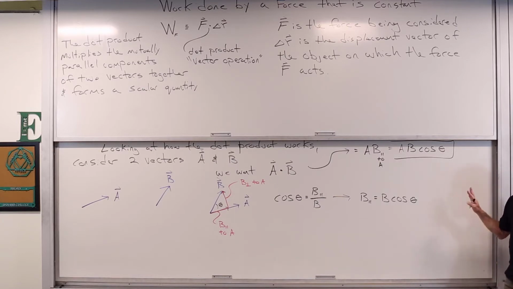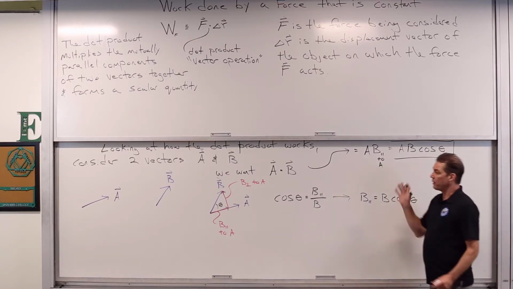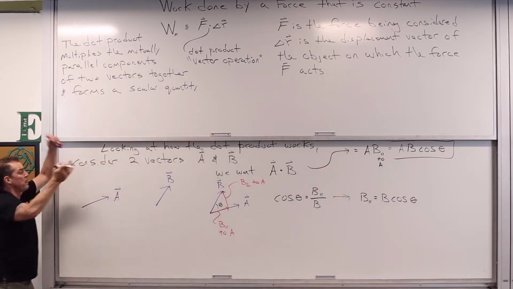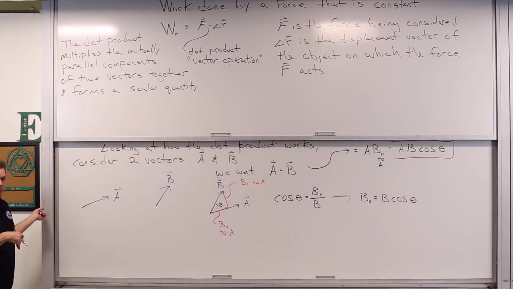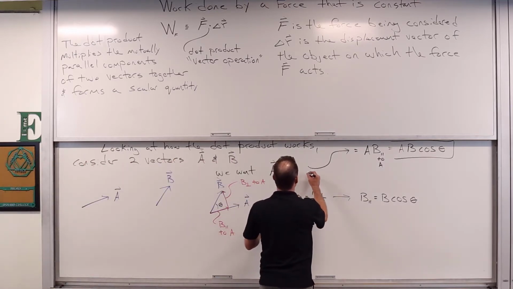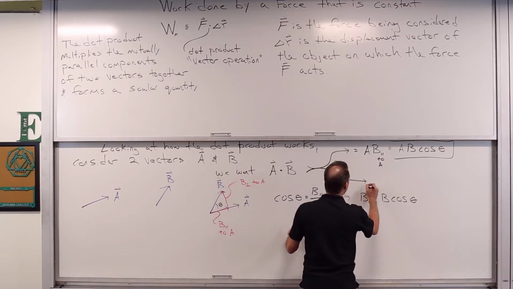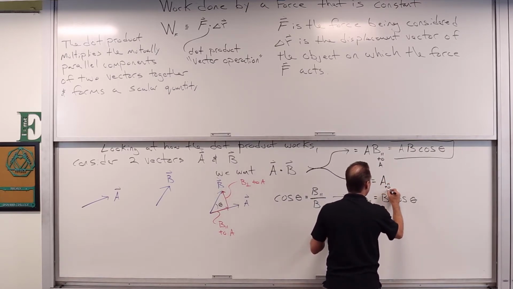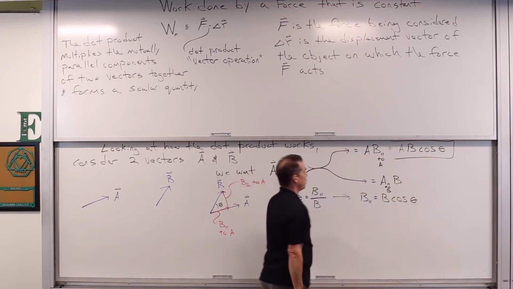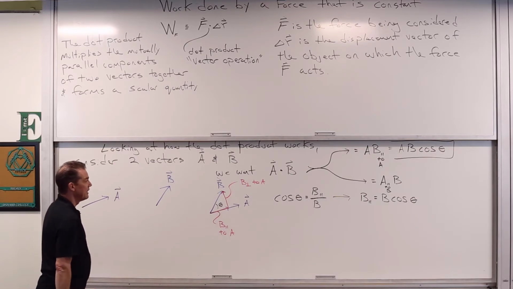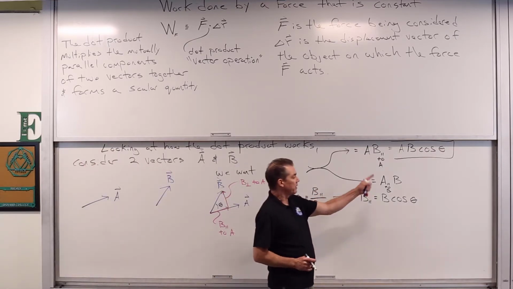Well, that's one way to get this, but there's another way too, because it didn't say you have to do the parallel component of B with respect to A, or the last with respect to the first. You could do it the other way around as well. So we could also say that this should also be equal to A parallel to B times the magnitude of B. So let's go ahead and look at figuring out what A parallel to B is.